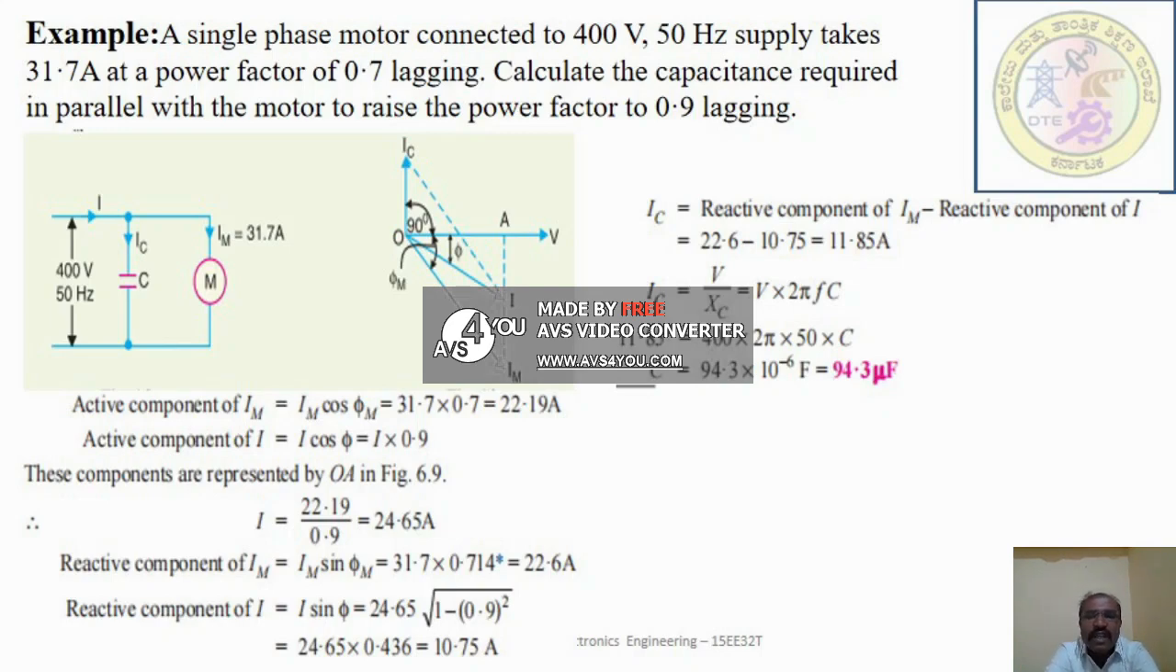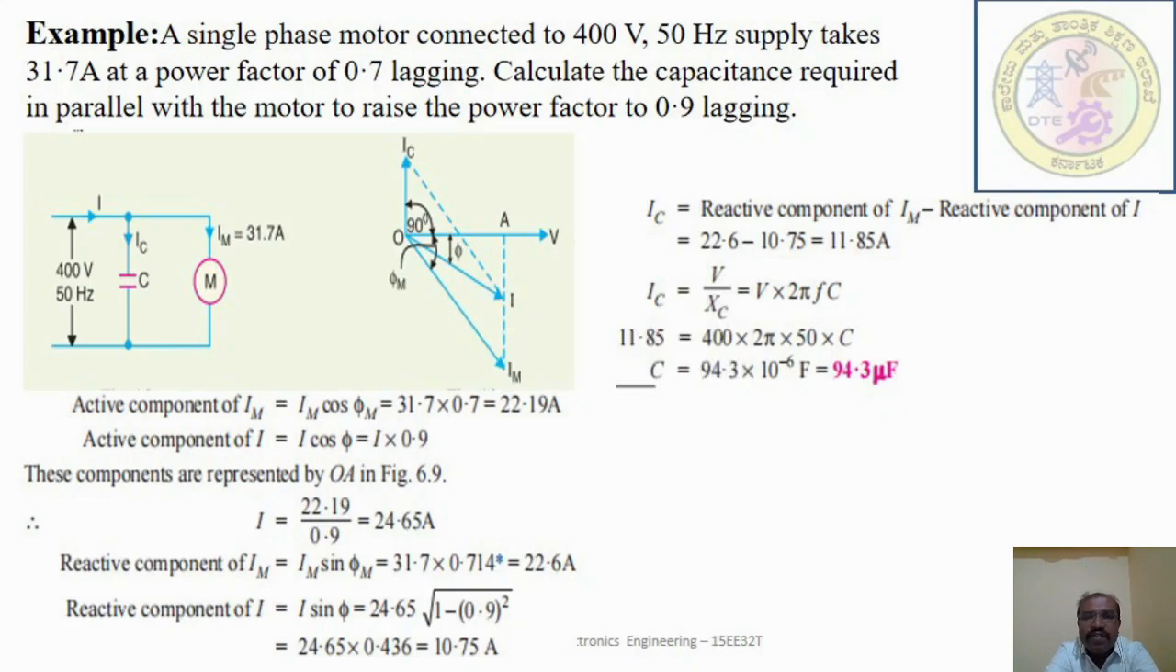A single phase motor connected to a 400 volts 50 hertz supply takes a current of 31.7 amps at a power factor of 0.7 lagging. Calculate the capacitance required in parallel with the motor to raise the power factor to 0.9 lagging.